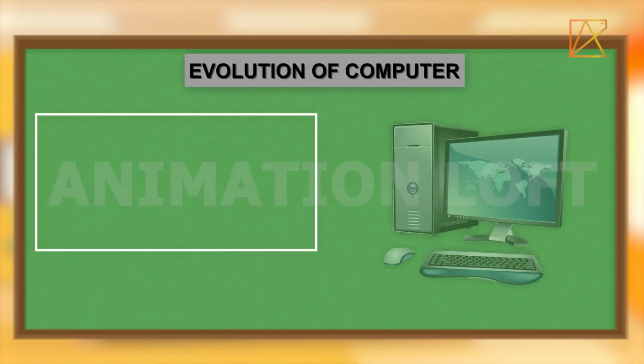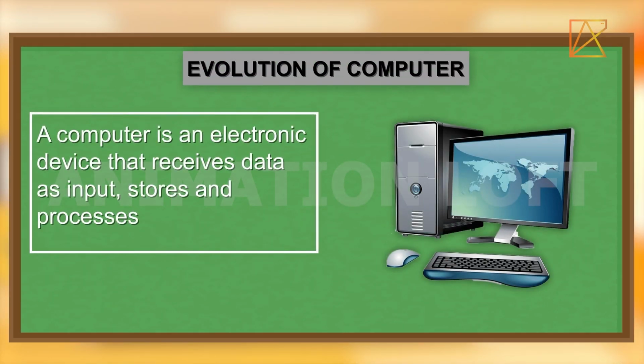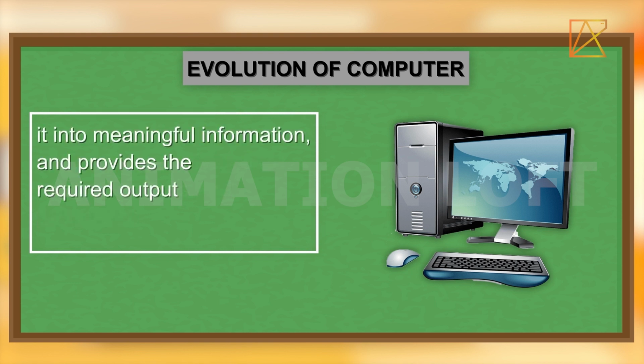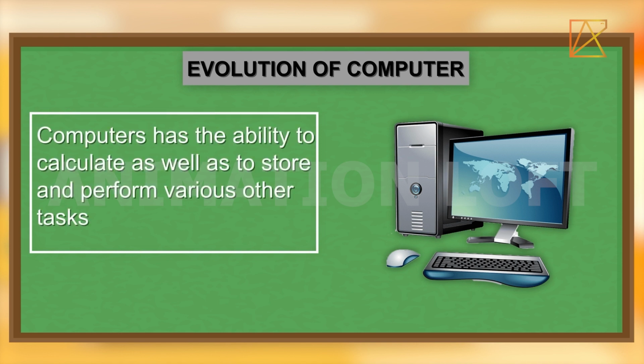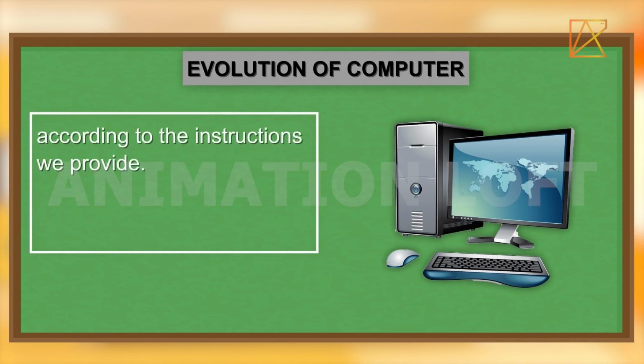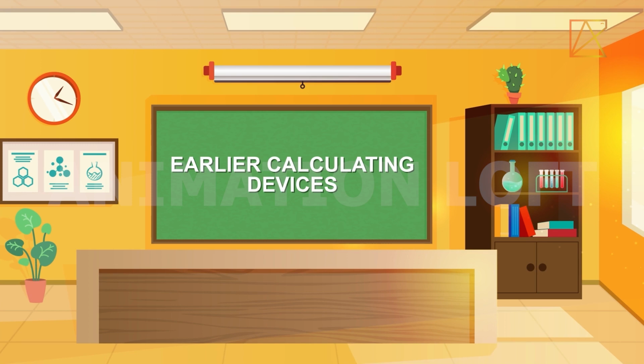Evolution of computers. A computer is an electronic device that receives data as input, stores and processes it into meaningful information, and provides the required output. Computers have the ability to calculate as well as to store and perform various other tasks, according to the instructions we provide. Earlier calculating devices.